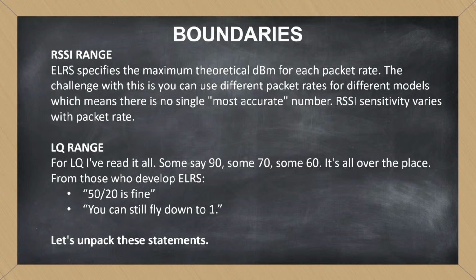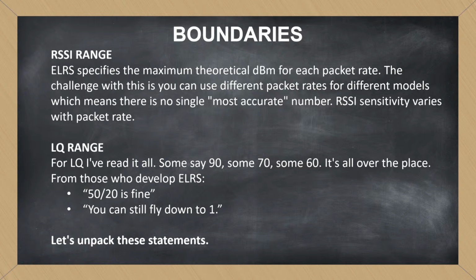First off, ExpressLRS specifies the maximum theoretical dBm for each packet rate. So there's a table. I'm going to show you the table. They specify the max theoretical dBm for each packet rate. The challenge with this is you can use different packet rates for different models. So if you've ever configured an ExpressLRS radio, you know that you can change the packet rate. So you can't set up logic in your radio that says, tell me when I hit 90 or tell me when I hit 80, if you want to be the most accurate, right? So that's the point. There is no single most accurate number, because the packet rates change, which means your sensitivity changes, which means you have different RSSI thresholds. Hopefully that makes sense. I'll show you what it means in a minute.